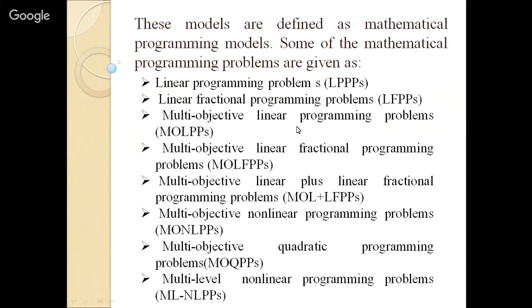Then multi-objective linear programming problems. It means we have more than one objective function. At the same time, linear programming will have a single objective function, but in a multi-objective programming problem we have more than one objective function with a set of constraints. Then multi-objective linear fractional programming problems means it has more than one objective function, but the objective functions are in linear fractional format. Linear fractional format means numerator upon denominator format.